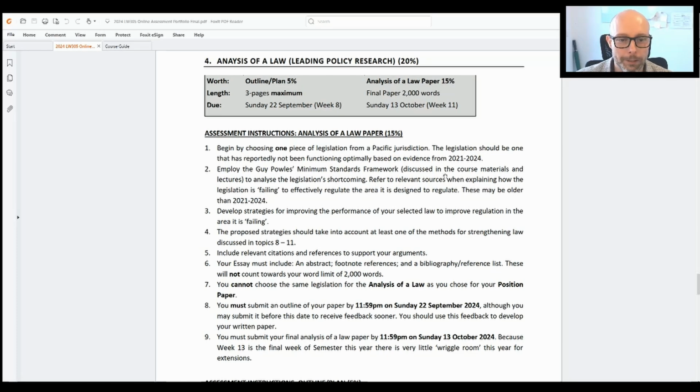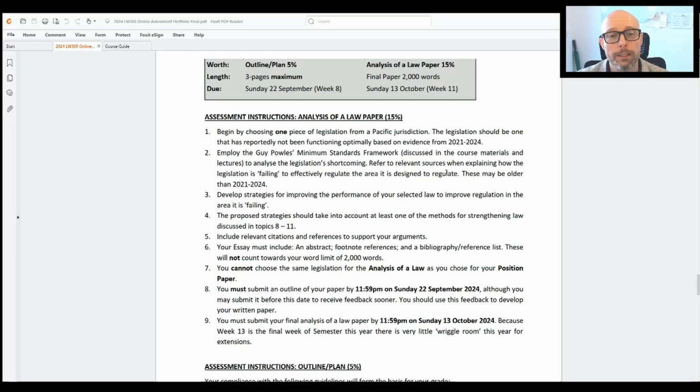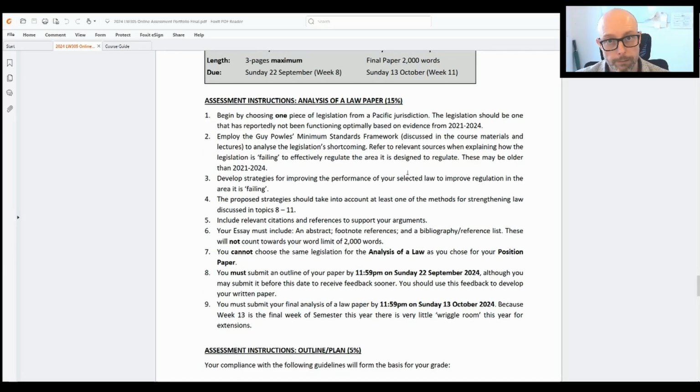Leading policy research. Okay, so this is your second assignment. Your plan for the assignment is due at the end of week 8, and your final paper is due at the end of week 11. I will turn around your plans within a week. Your other papers, I'll try to turn them around within 2 weeks. But your plans, I will turn around very quickly for you with feedback so that you can get on with your paper.